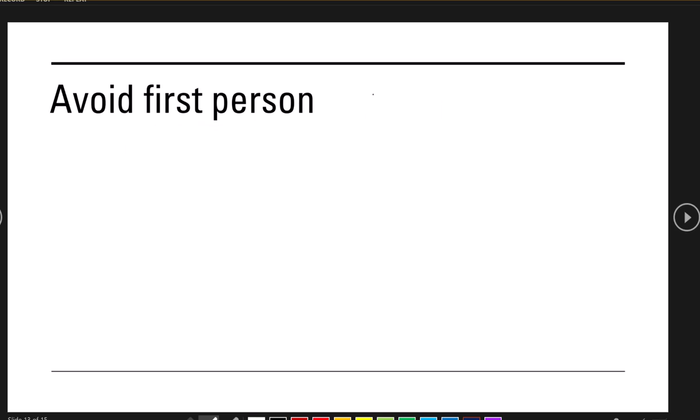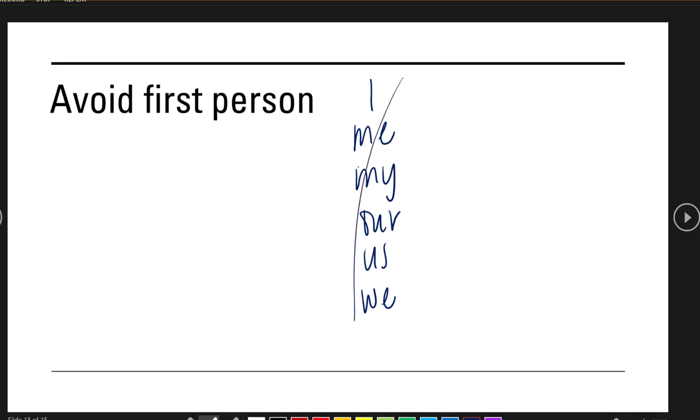Avoid first person. So you know the first person words, I, me, my, our, us, we, right? Those are all words to describe first person. And since this paper isn't about you, unfortunately, you don't need to use any of those words. If you are finding that you're using them in sentences like, I think this means blank, just take out the I think, right? And say, this means blank. You don't need to say, it's my opinion that the theme of this story is such and such. Just say, the theme of the story is such and such. Just take out all of that first person.